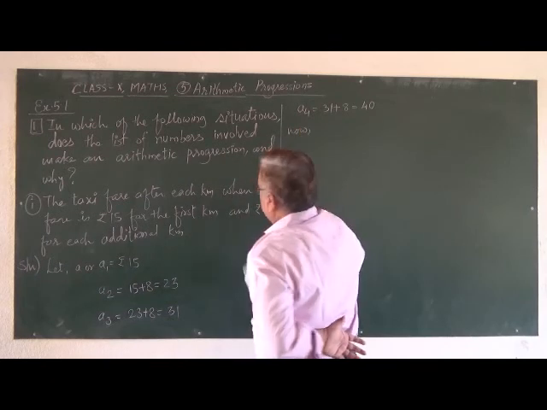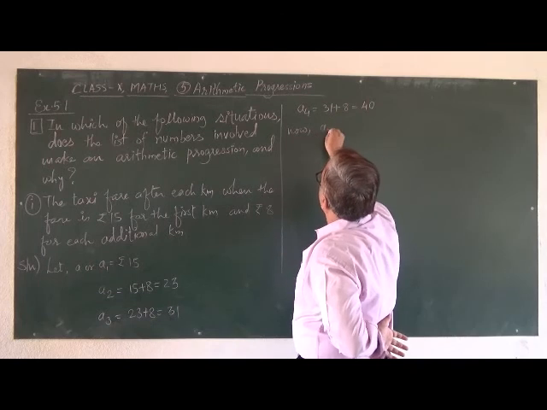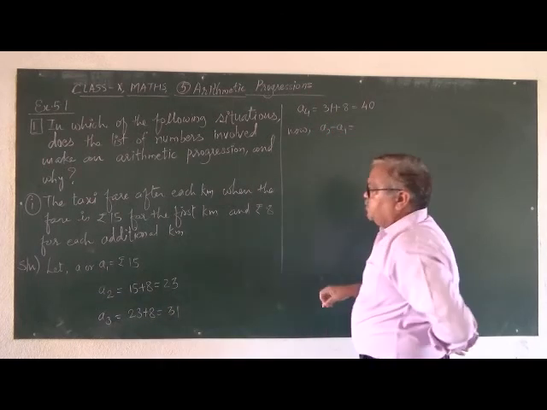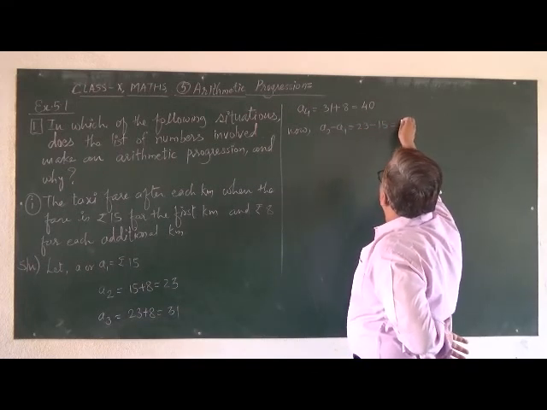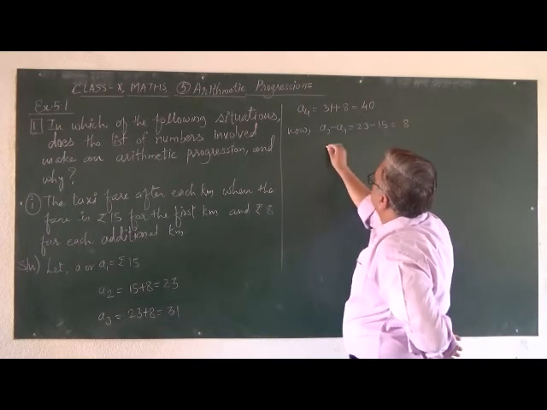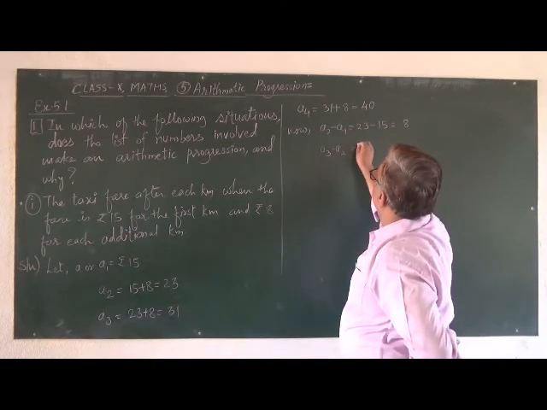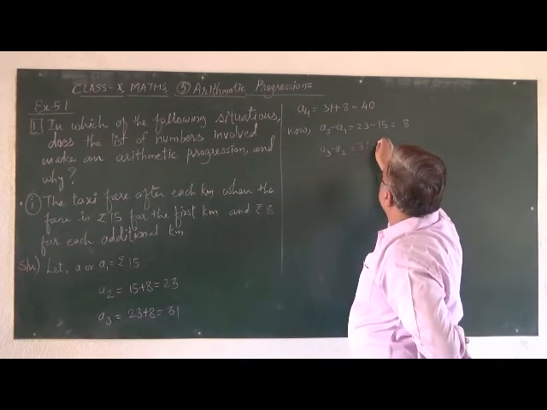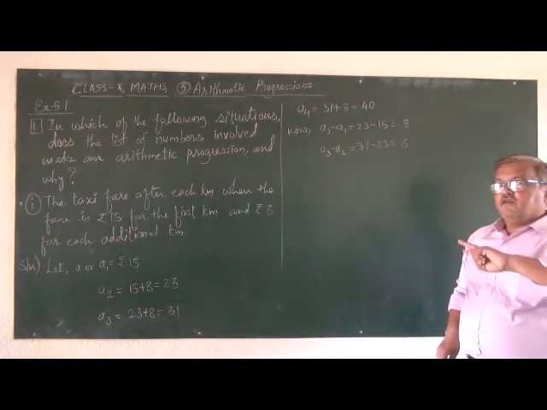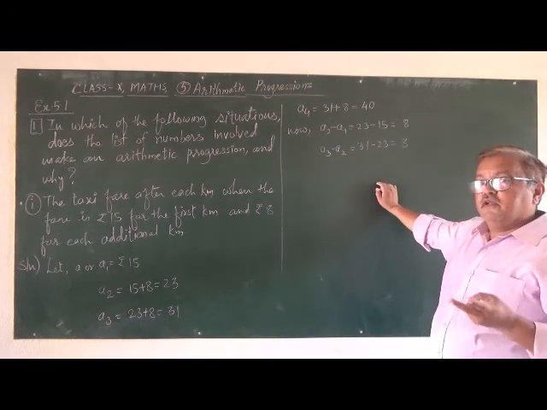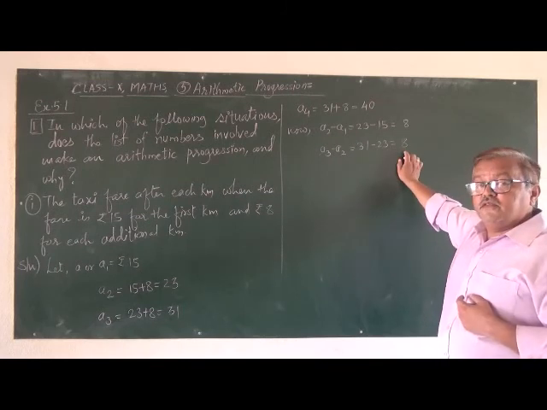Now you take the second term and the first term, and subtract the first term from the second term. So A2 minus A1: A2 is 23, A1 is 15, and you are getting 8. Then you do A3 minus A2. A3 is 31 and A2 is 23. So here we have taken the first and second terms and subtracted, and we got the difference 8. We have taken the second and third terms and subtracted, and we got the difference 8.